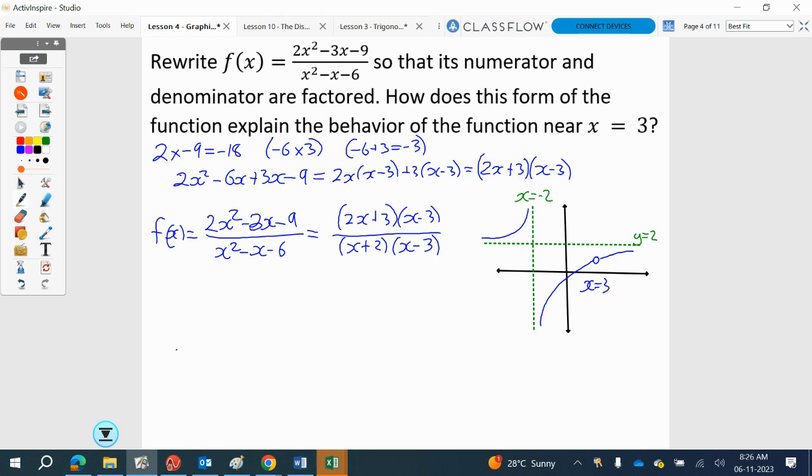Now, a few of you wrote incorrectly that this equals 2x plus 3 over x plus 2. It doesn't. This is a different function.